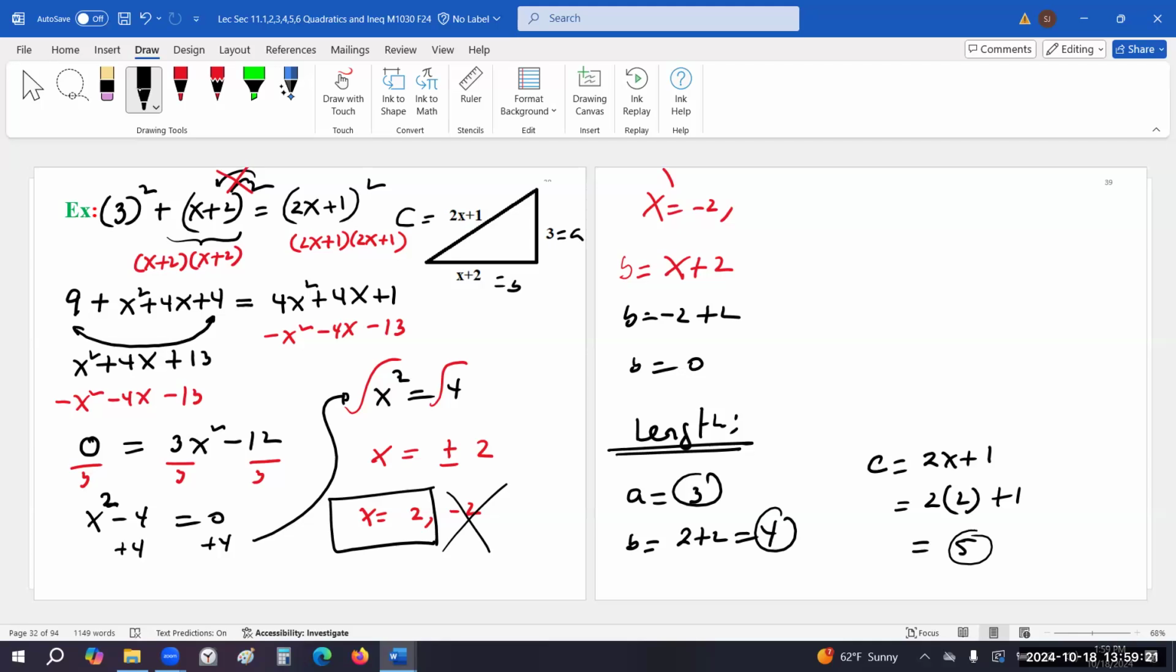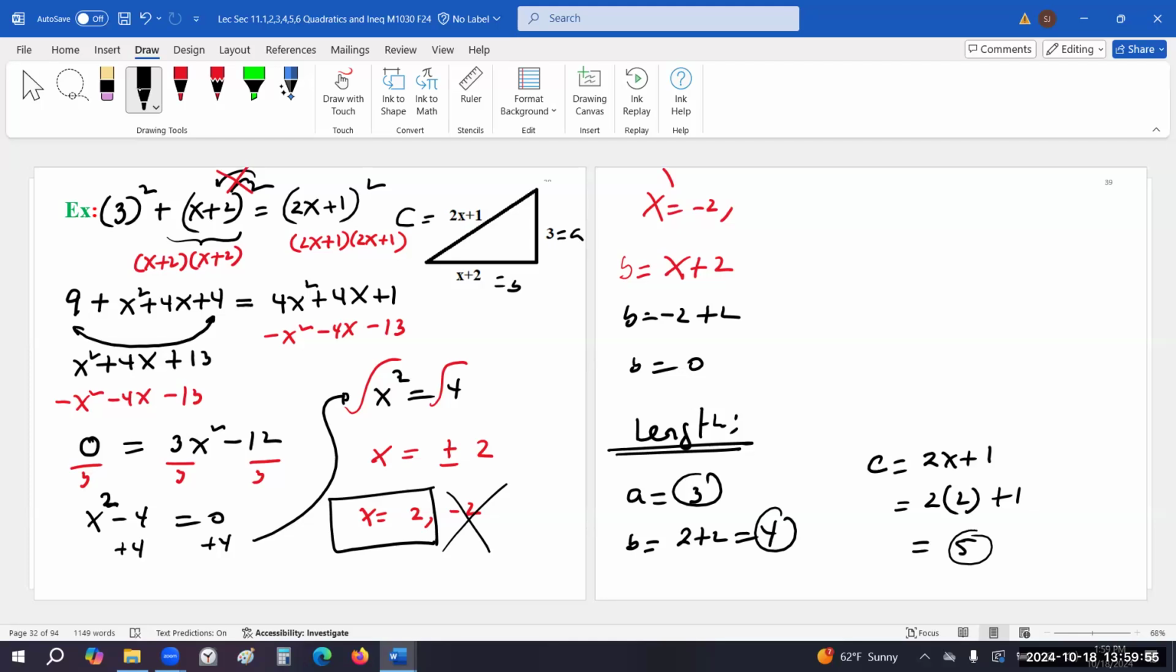Because when x is negative 2, the length b becomes 0. 0 means it's a point. It doesn't have any length. Look at our b. We do definitely have a length, right? There is some number for our length b. But it says, hey, when x is negative 2, b doesn't exist. There is no b. But I do have a b, and that b is 4 units, 4 inches. They are telling you our b is 0 inches.